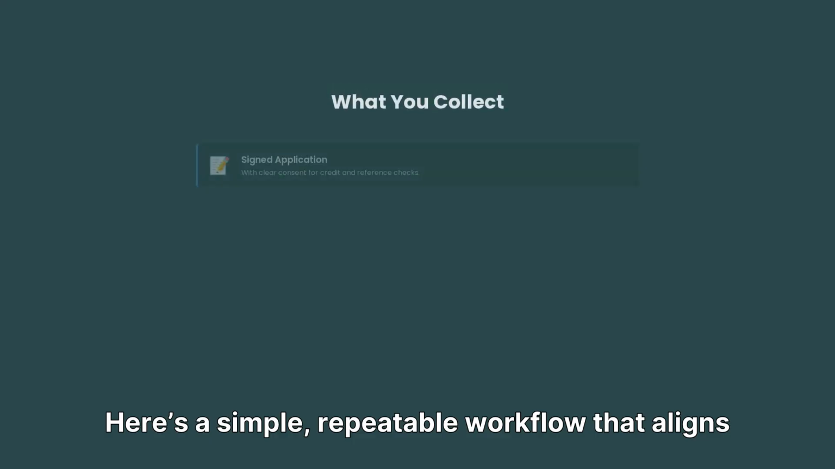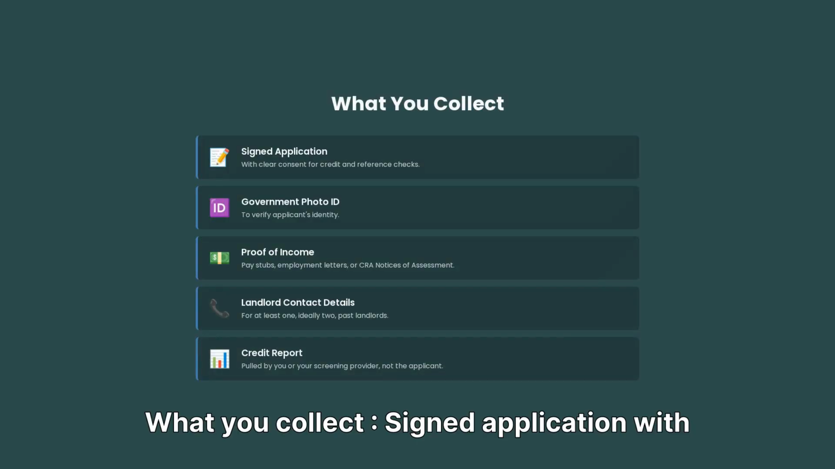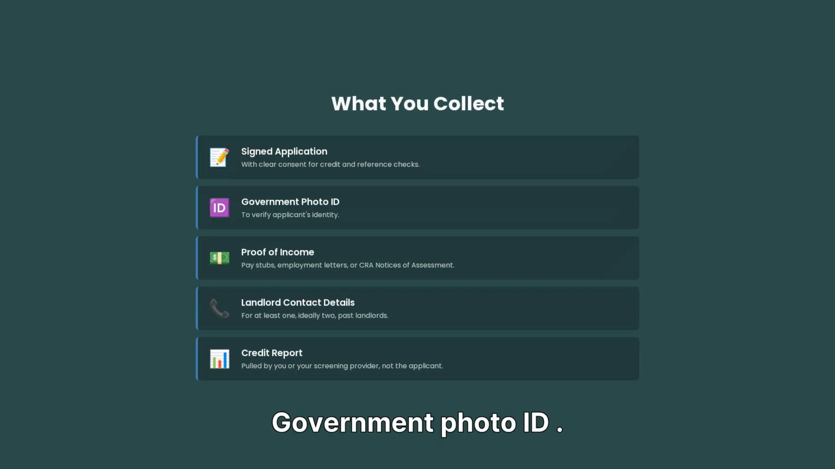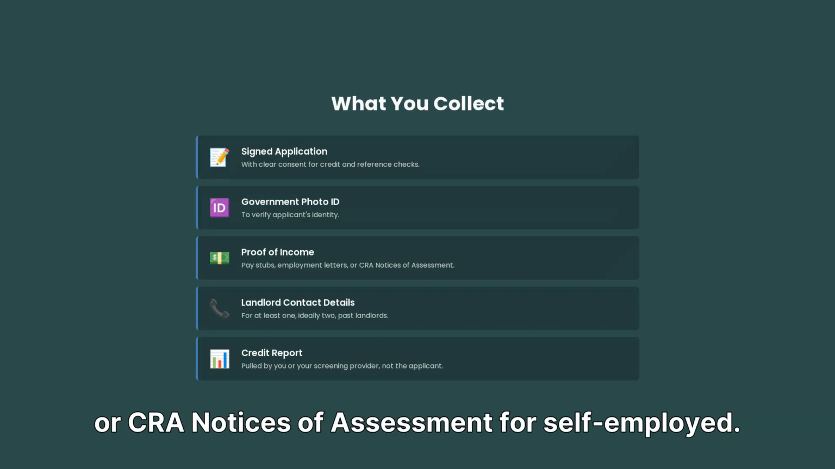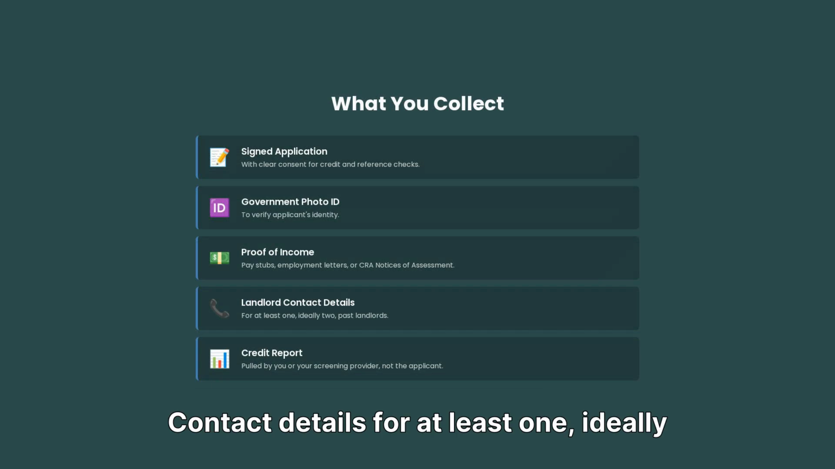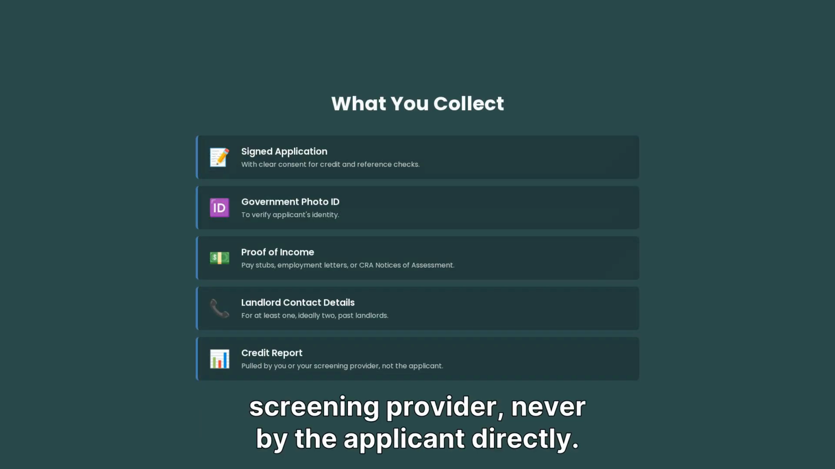Here's a simple, repeatable workflow that aligns with the Module 6 page. What you collect: signed application with clear consent for credit and reference checks, government photo ID, proof of income, pay stubs, employment letter, or CRA notices of assessment for self-employed. Contact details for at least 1, ideally 2, past landlords. Credit report pulled by you or your screening provider, never by the applicant directly.